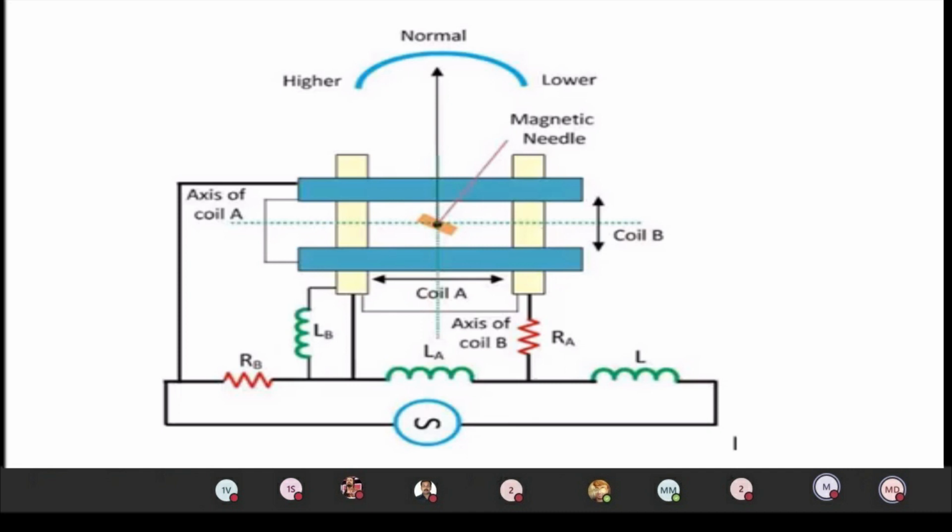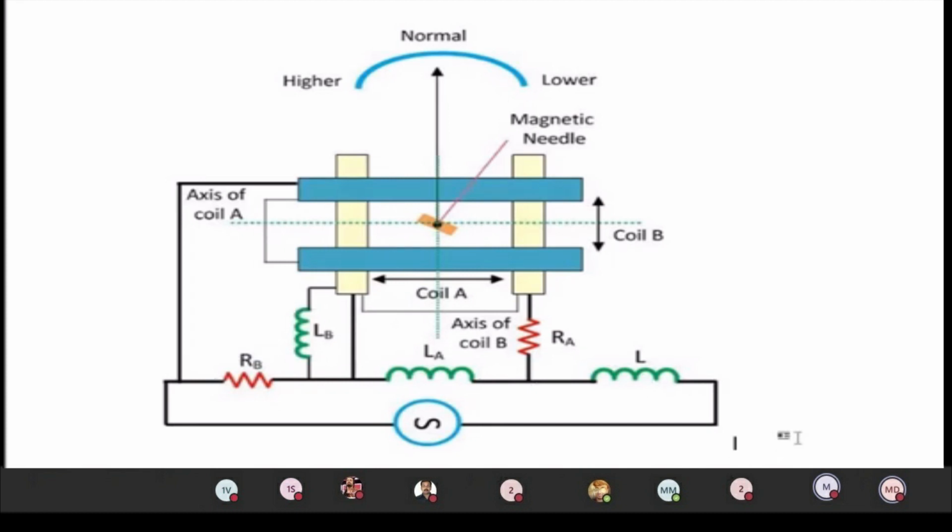The other parts are the resistances and inductances for each coil. For coil A, RA is a resistance connected in series with coil A, and LA is an inductance connected with coil A in parallel. Similarly, LB is the inductance for coil B, connected in series with coil B, and RB is the resistance connected in parallel with coil B.